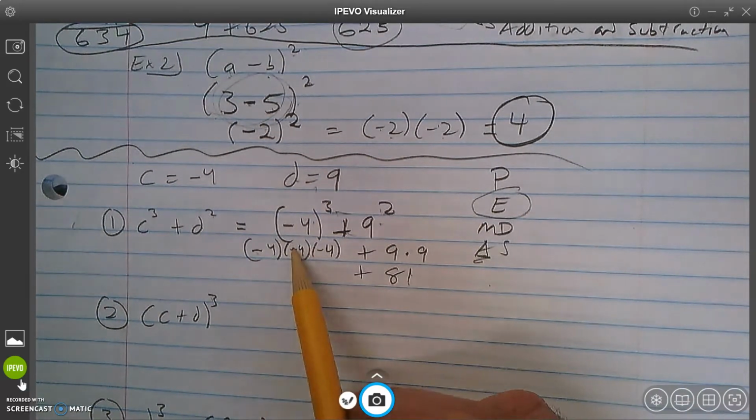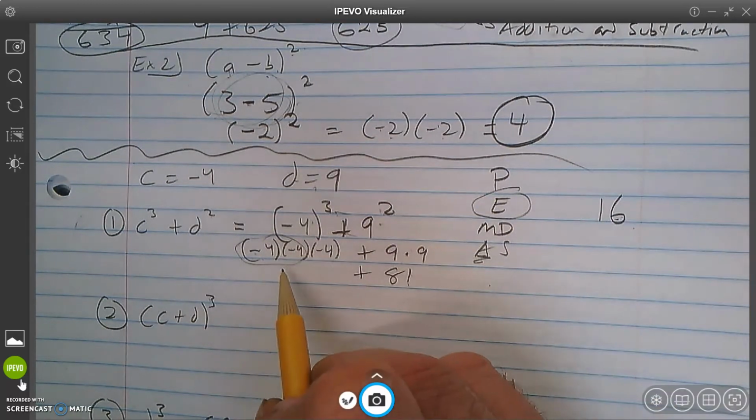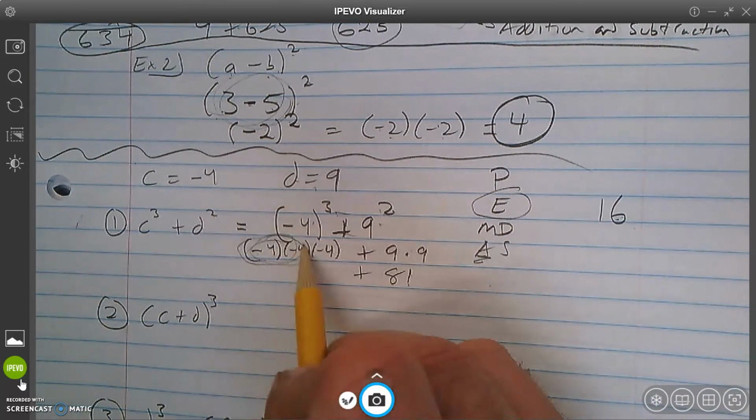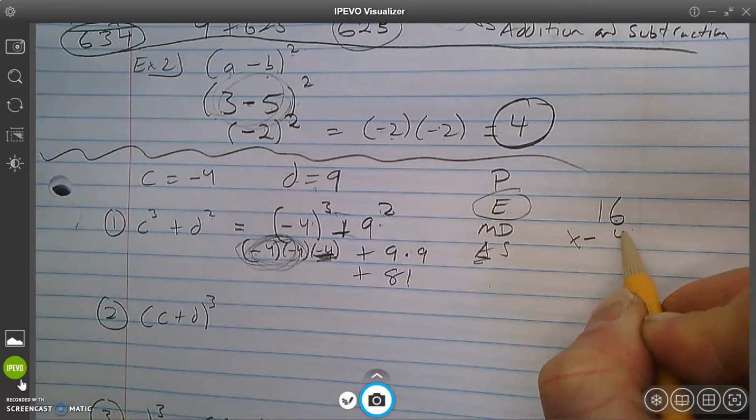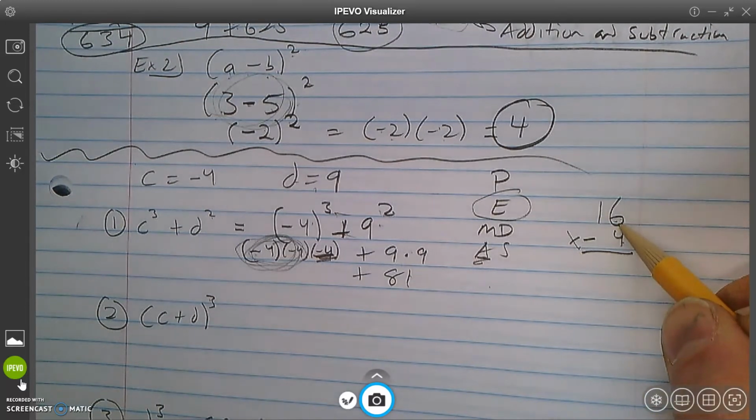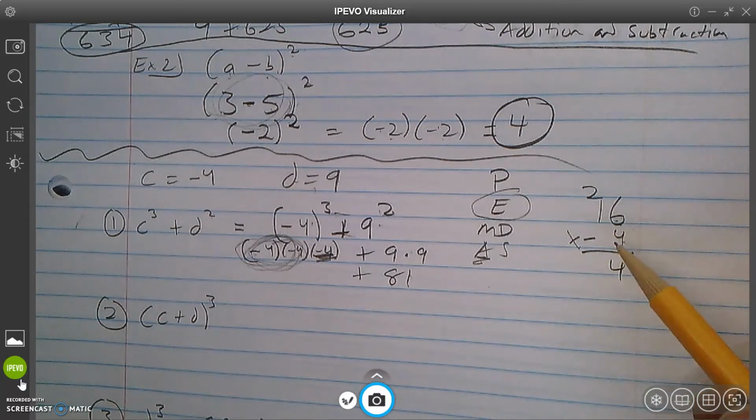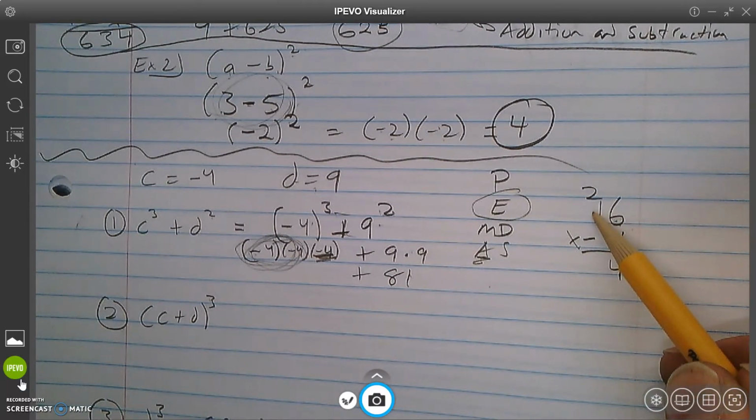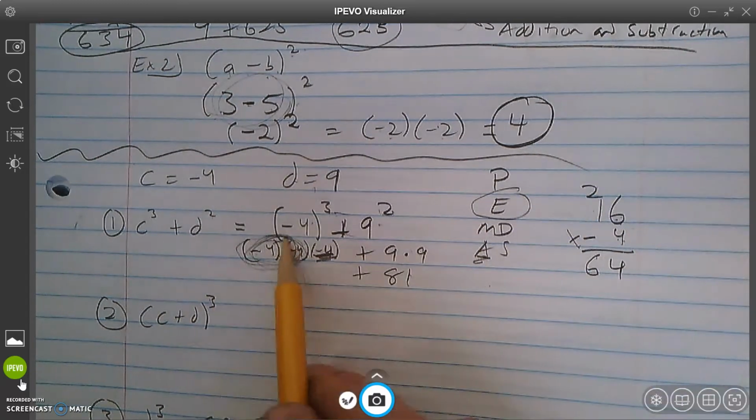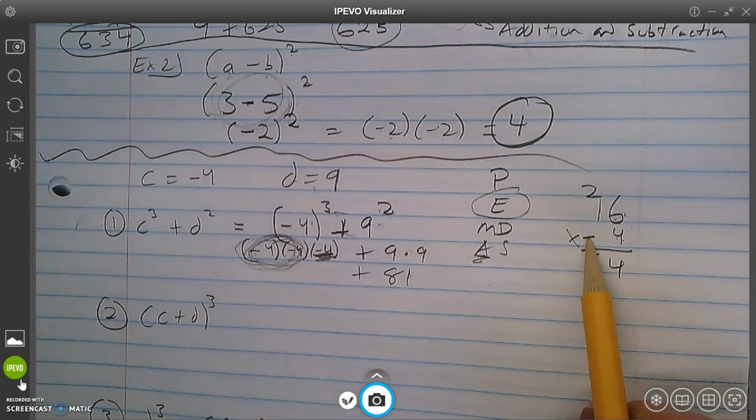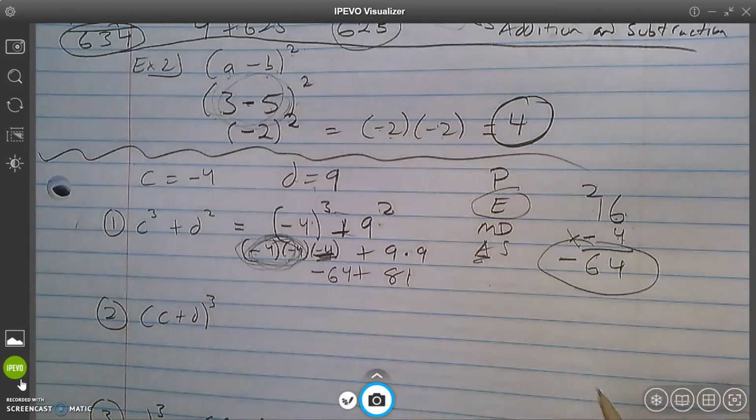So negative 4 times negative 4 is 16. I'm going to put that over here off to the side. So this is positive 16 times another negative 4. 4 times 6 is 24. That's why it's so important to know your times tables. 4 times 1 is 4, plus 2, 6. And positive times a negative is a negative. So we have negative 64.